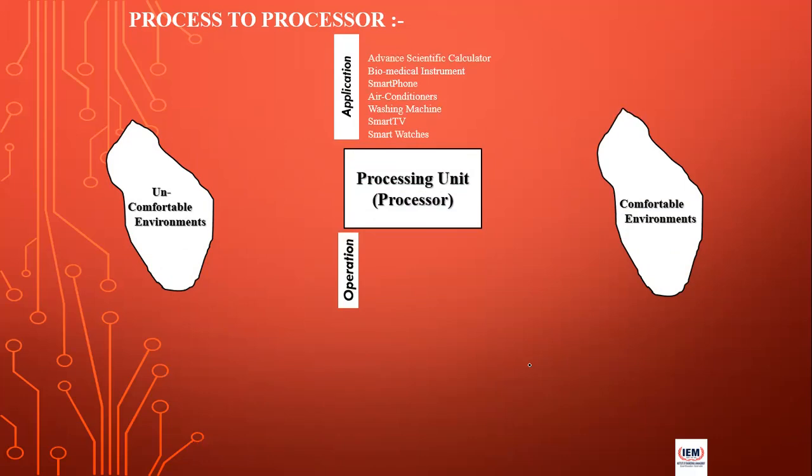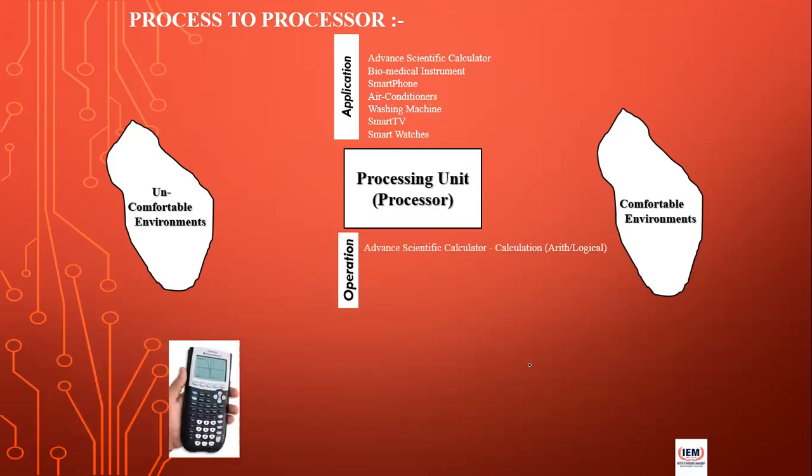So now the operation they basically do. We just take four or five examples. An advanced scientific calculator performs calculation. Different types of calculation they make, like arithmetical or logical operations they can do. We can do this using the advanced scientific calculator. And you can see here the picture, whatever I give as an example. This picture has a graph also. You can see the graph also here.